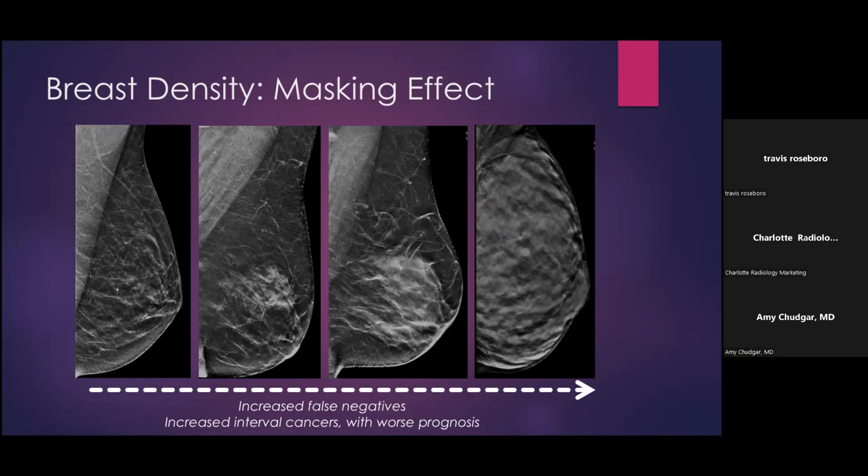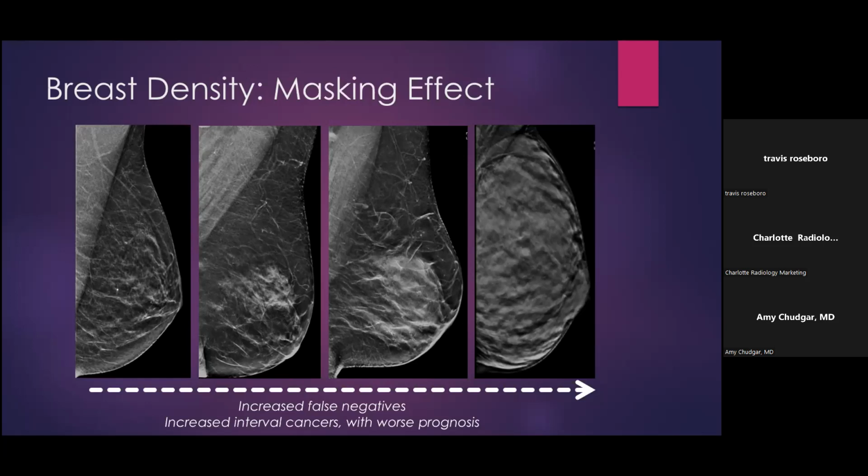Now, the reason that breast density is so important is because of its masking effect. We talked about how fibroglandular tissue is white, and cancers also appear white on a mammogram. So trying to detect a white breast cancer in an increasingly white background becomes more of a challenge and limitation. The more dense the breast tissue is, the more likely the mammogram will appear normal, even if there is a breast cancer present. So essentially you're going to have increased false negatives.